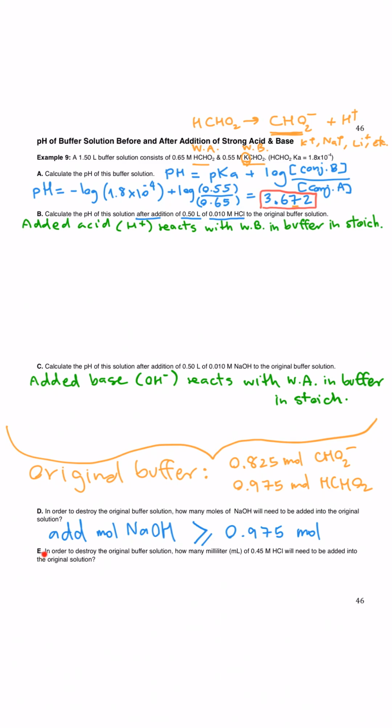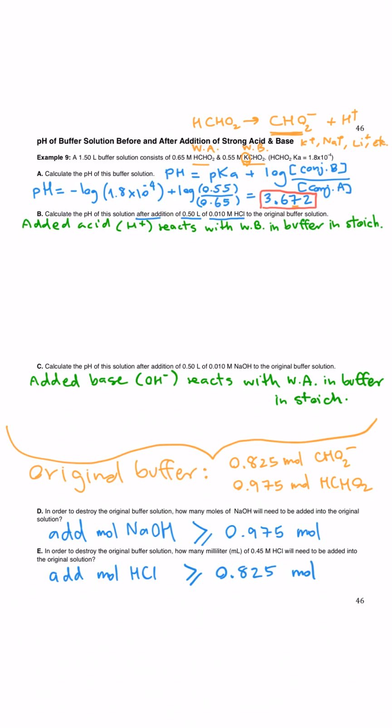Now for part E, in order to destroy a buffer solution, we're going to add hydrochloric acid. If hydrochloric acid is added to the original buffer, the species that will react with hydrochloric acid would be the weak base that is available. And in order to destroy this buffer, you will need to add at least 0.825 mole of hydrochloric acid or greater in order to consume all of this weak base that is available. However, the problem doesn't ask for a number of moles. Instead, it's asking for the volume of hydrochloric acid that we will need to add.